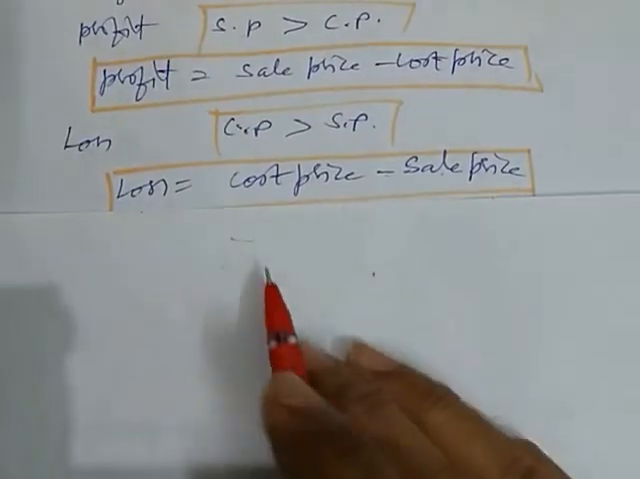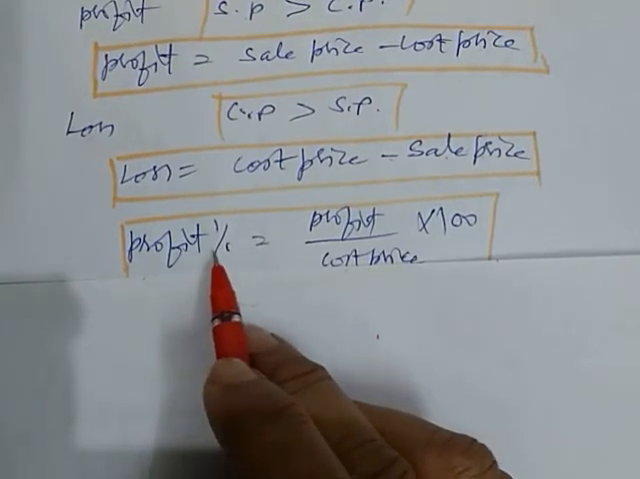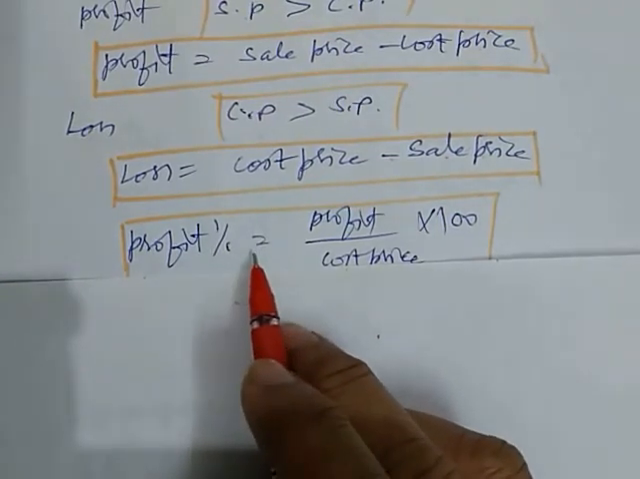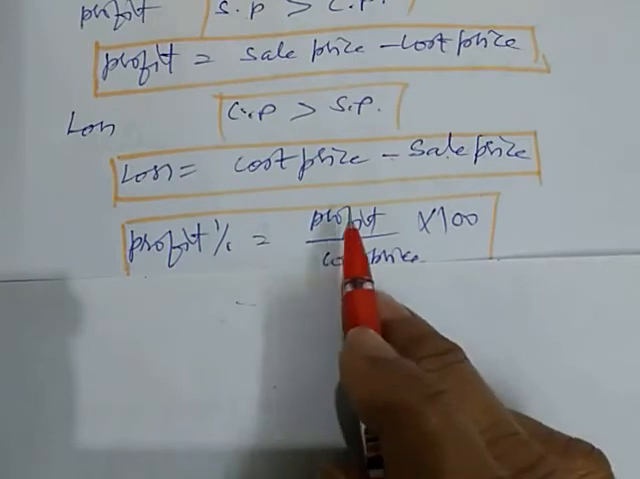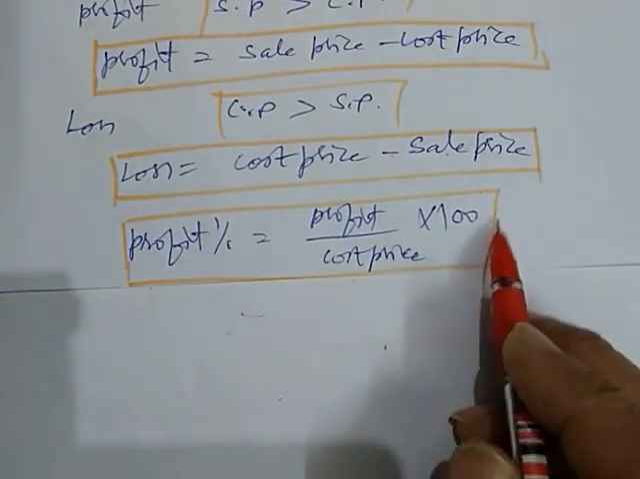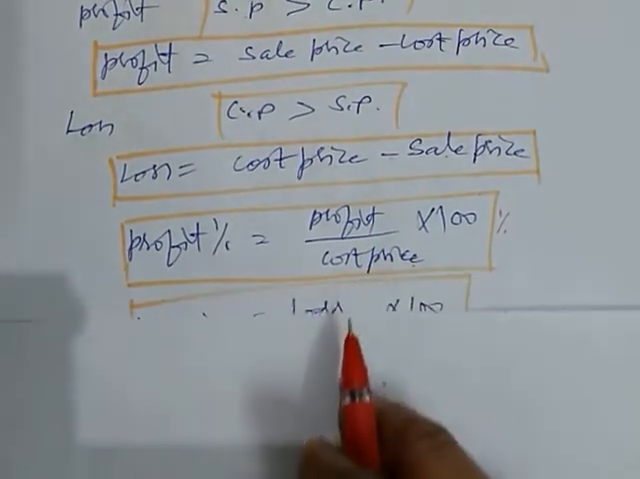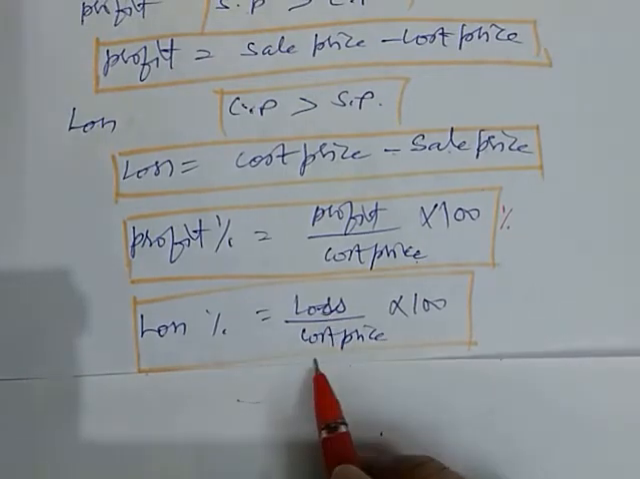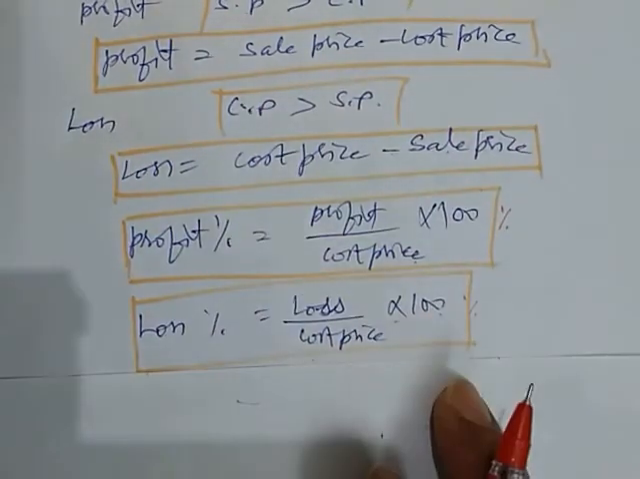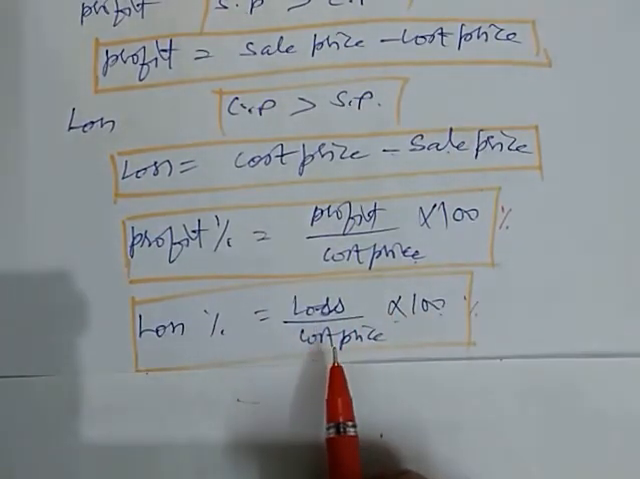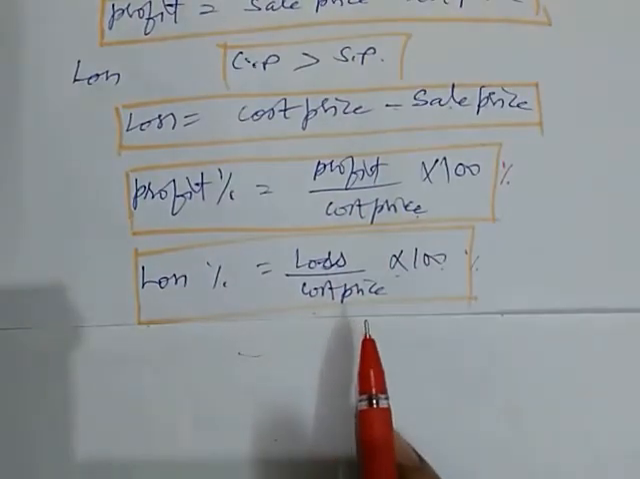Now one more thing we have to know, how we find the percentage. If we have profit, that is sale price is greater than cost price, by the difference of them we get the profit. But profit divided by the cost price into 100 is the percentage profit. But if we have loss, then loss divided by the cost price into 100 is the percentage loss. So remember these technical terms, these are very necessary to know. Use these formulas to find the profit and loss.